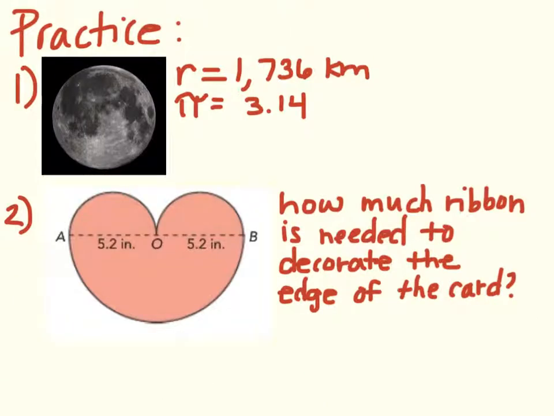Okay, folks, give this a try on your own. In problem number 1, the circumference of the moon is the approximate distance around a circle with a radius of 1,736 kilometers. Find the circumference of the moon given the information here. In problem 2, you have a greeting card that's made up of 3 semicircles. O is the center of the large semicircle. If you wanted to decorate the distance around the card with ribbon, how much ribbon would you need? You can round your answer to the nearest inch. There is one more practice problem on the next screen, so press pause while you work and move on when you're ready.